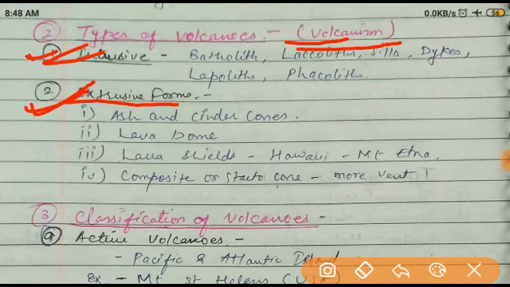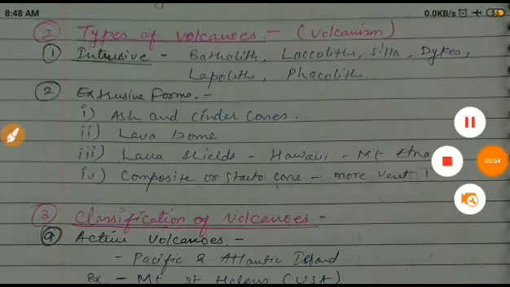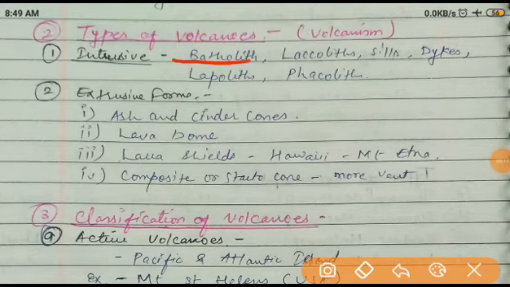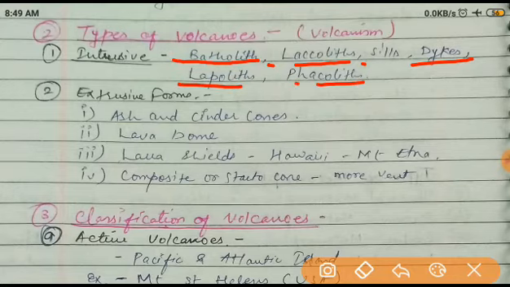Now, what are the examples of intrusive? Batholiths. So, these are the batholith, laccolith, sills, dikes, lopoliths, and phacoliths. We have already discussed this in the last chapter. If you go to the structure or the diagram, you can easily understand what these are. Okay. Second one is the extrusive form.